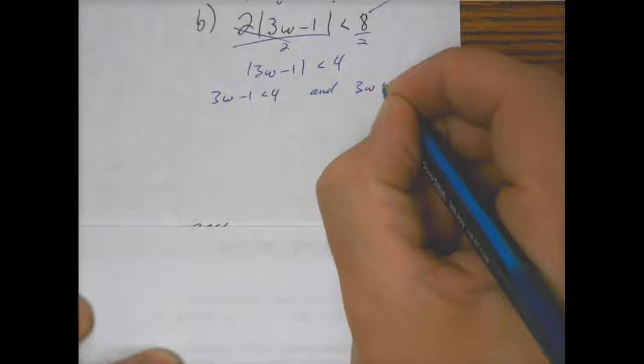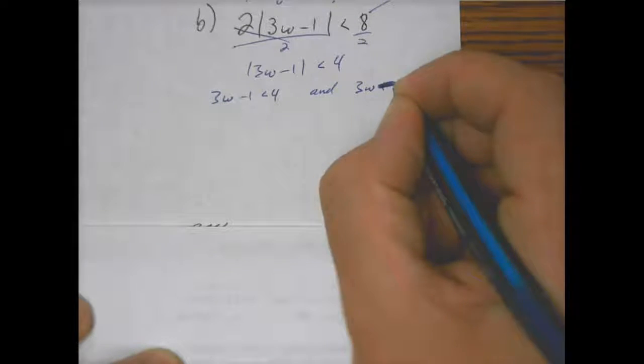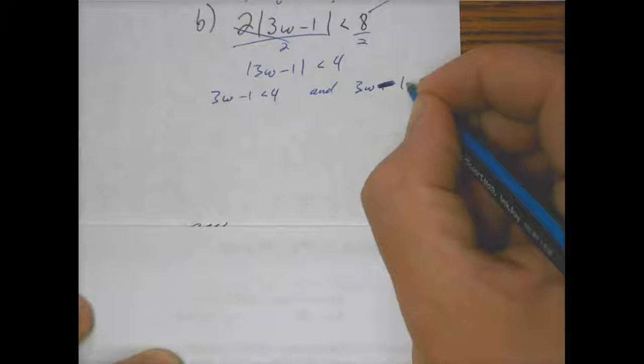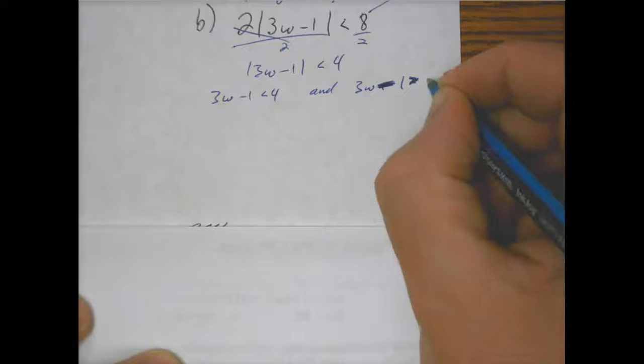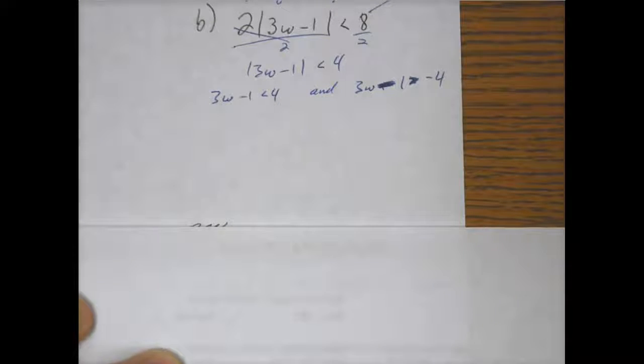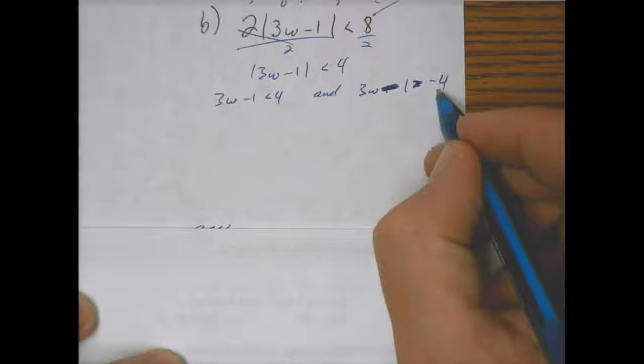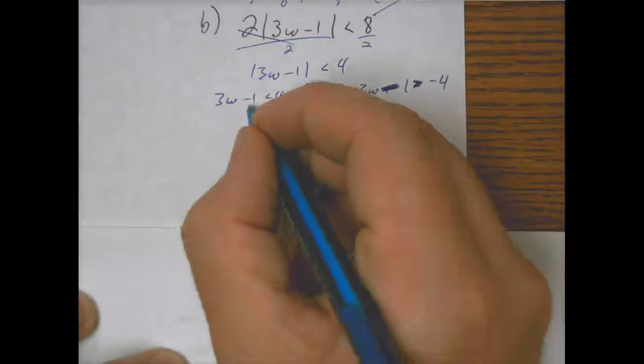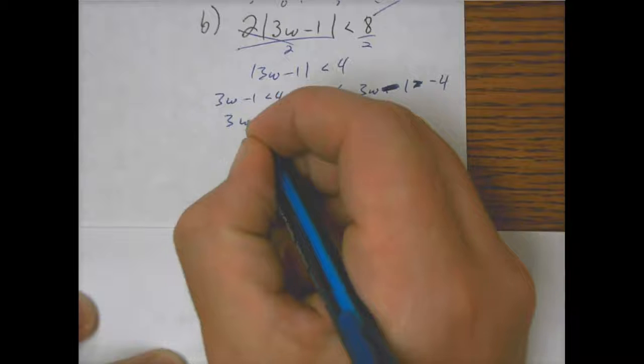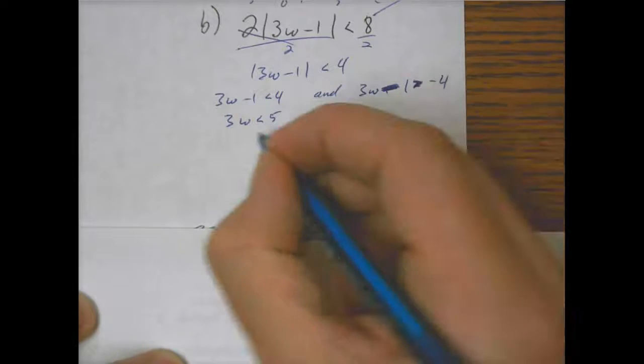3w, sorry, that should be minus 1 is greater than negative 4. Right? Switch the sign and change the sign. So change the direction of that sign and change the sign here. So now solve both of these, so add 1, so 3w is less than 5.